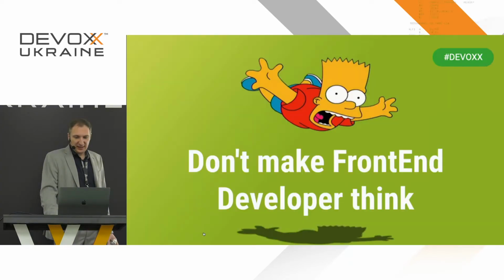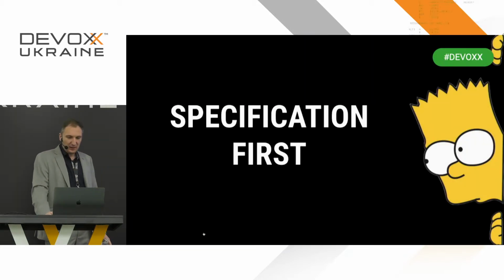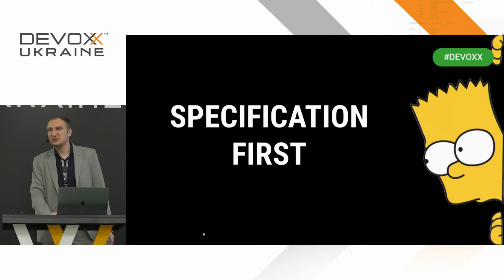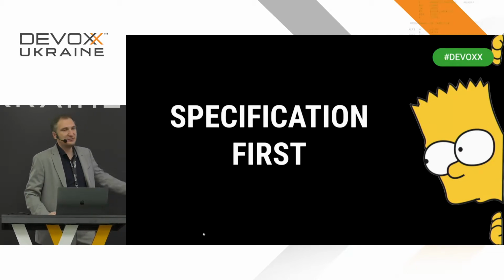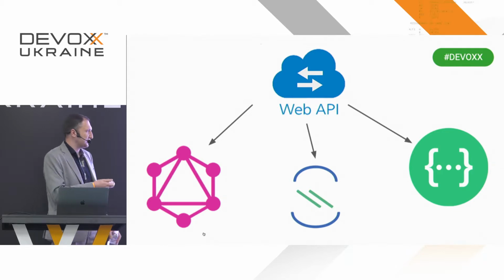Again, the same idea and the main idea of this talk, because every time front-end developers start to think about how they should receive this data from the backend, it causes them pain. And I propose you start communication with front-end developers with specification first. When you receive a new feature from your product owner, you should talk and use some specification.